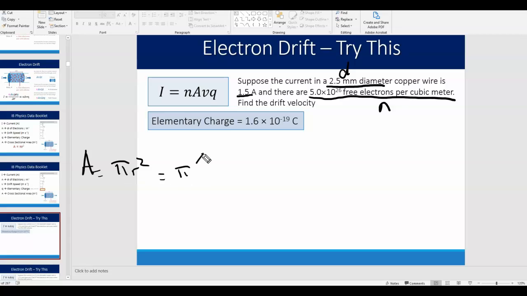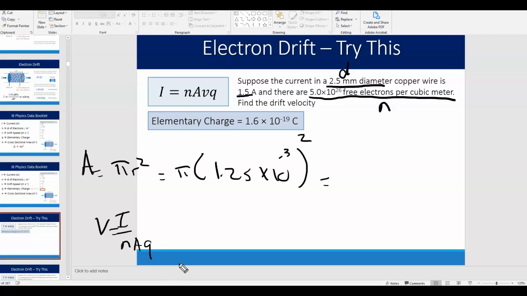So that would be pi times, now, if the diameter is 2.5, that means the radius would be 1.25. But we need to make sure to convert that to meters because millimeters is 10 to the minus 3. So it should be 1.25 times 10 to the minus 3. That's the radius, and then we need to square that. Okay, so that gives us A. We're looking for V, and then Q, that is the charge of the charge carrier, which here is the electron, which is the elementary charge, which is 1.6 times 10 to the negative 19 coulomb. And so it's a simple matter of basic math to find V.